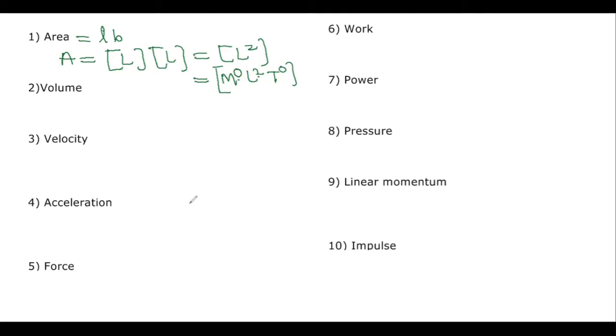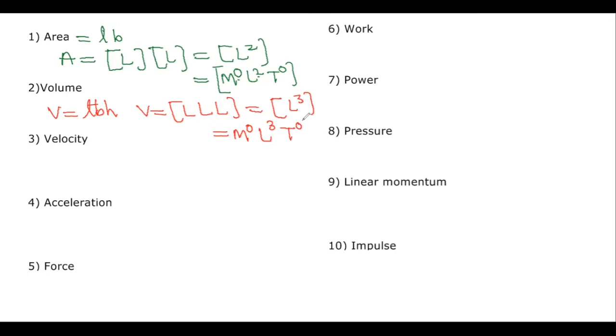And the volume, you know the formula of the volume. That is length into breadth into height. So volume, length is nothing but L, breadth also L, height also L, becomes L cube. And the same dimensional formula you can express like this also, because we don't have any mass. So M0, L3, and T0. Now the dimensions of mass becomes 0, length becomes 3, dimensions of time becomes 0.